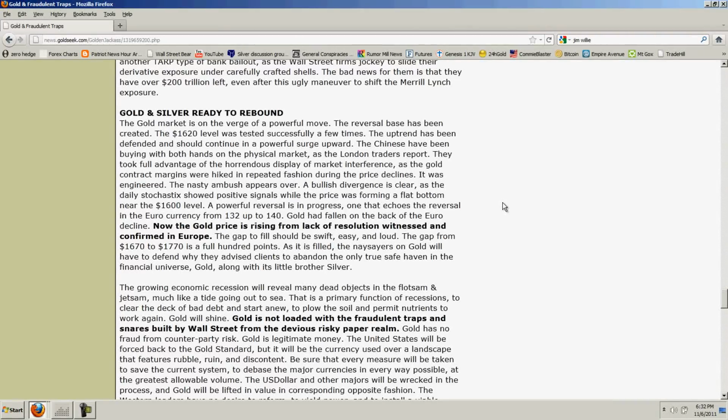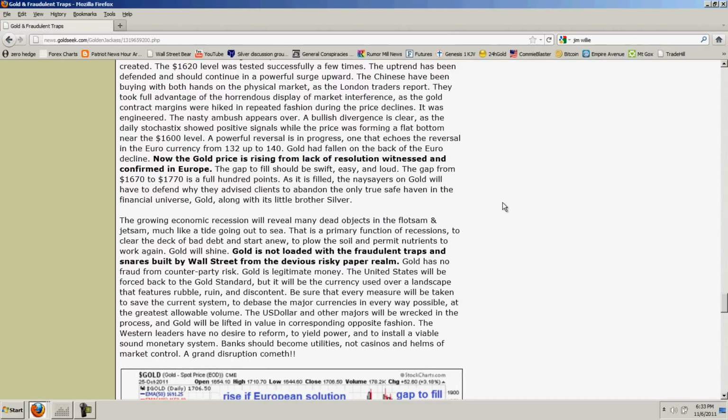A bullish divergence is clear as the daily stochastics showed positive signals while the price was forming a flat bottom near the 1600 level. A powerful reversal is in progress, one that echoes the reversal in the euro currency from 132 up to 140. Gold had fallen on the back of the euro decline. Now the gold price is rising from lack of resolution witnessed and confirmed in Europe. The gap to fill should be swift, easy, and loud. The gap from 1670 to 1770 is a full 100 points.